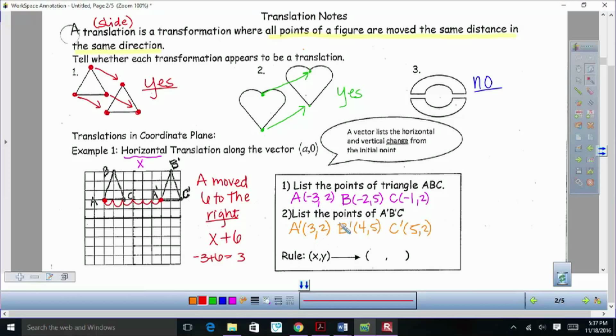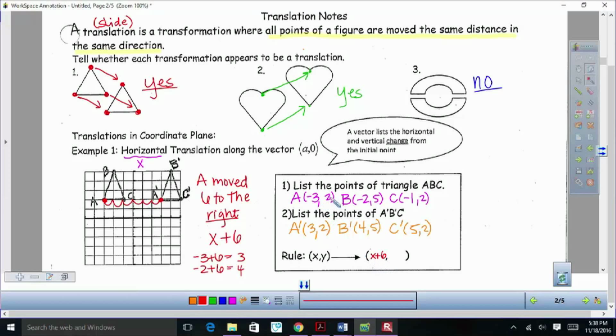Okay, let's try it one more time just to make sure. We'll take our original x in B, -2, add 6, and that will give us +4, which is what we have in B prime. So obviously the x is changing by 6. Here it asks for the rule. The rule just means how it changes. So we would write x plus 6 in the x position.